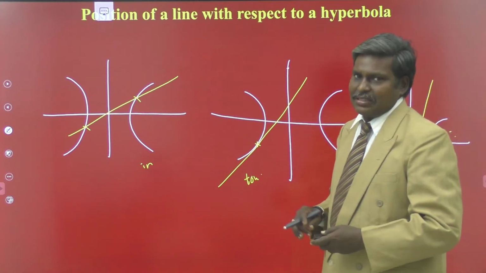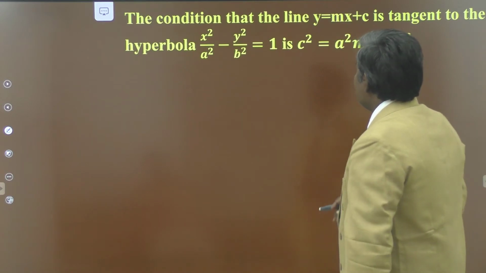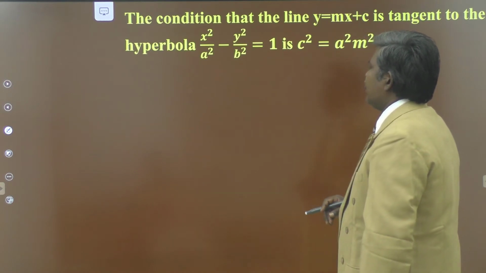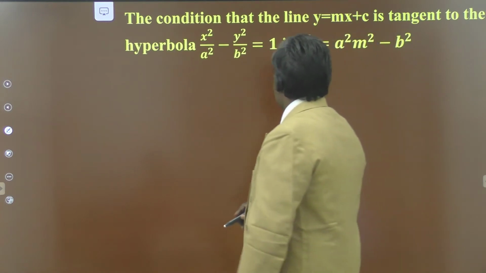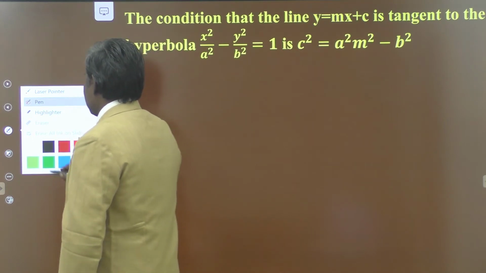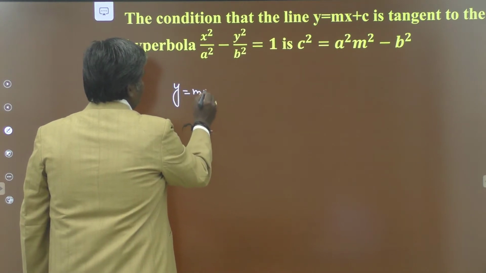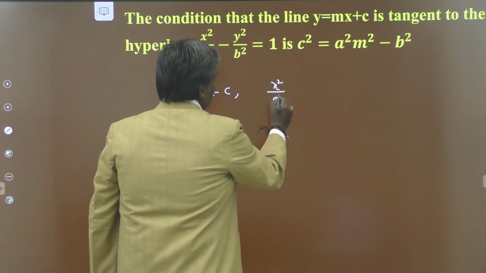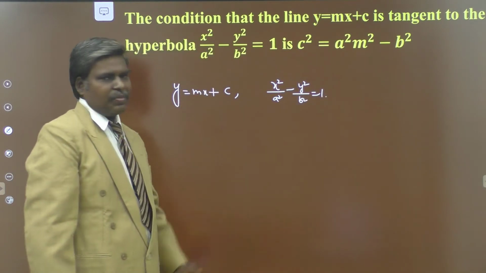Let us see the conditions. The condition that the line y equal to mx plus c is tangent to the hyperbola x square by a square minus y square by b square equal to 1 is c square equals a square m square minus b square. What is the line equation? y equals mx plus c. What is the equation of the hyperbola? x square by a square minus y square by b square equals 1. This is the equation of the hyperbola.